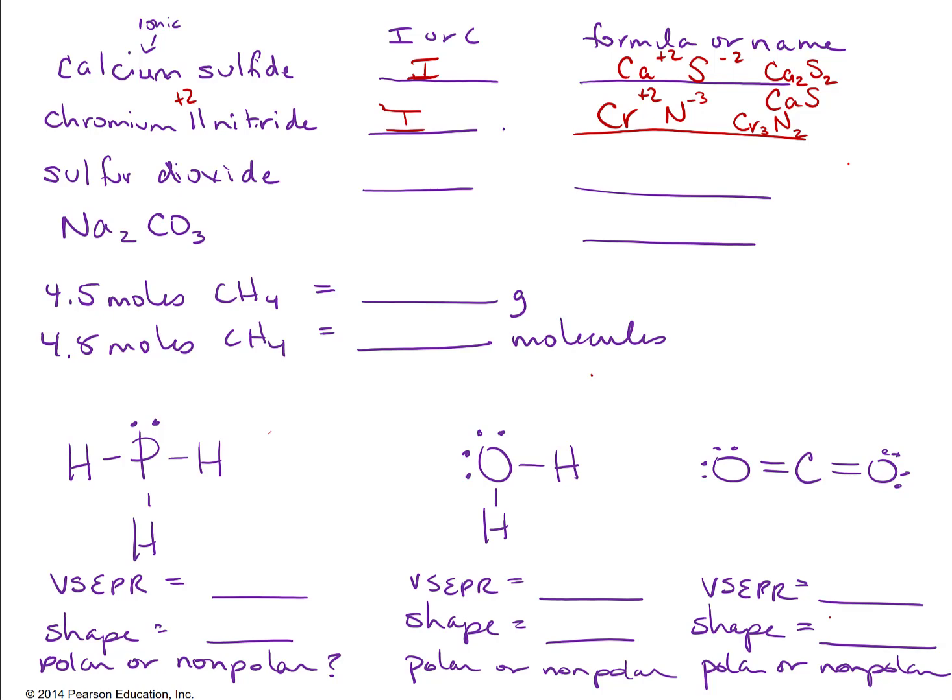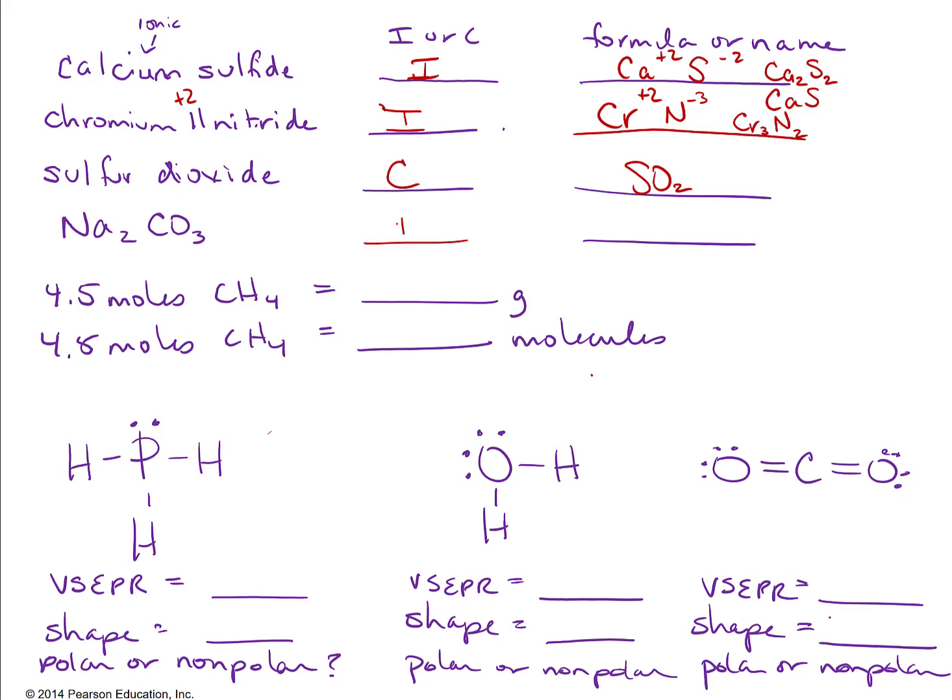Sulfur dioxide. It's covalent. Because sulfur is to the right of the zigzag line. It's a nonmetal. So if it's sulfur dioxide, its formula, yeah, just SO2. So remember with covalent, when it's just a binary compound, you're going to know the number of each atom.